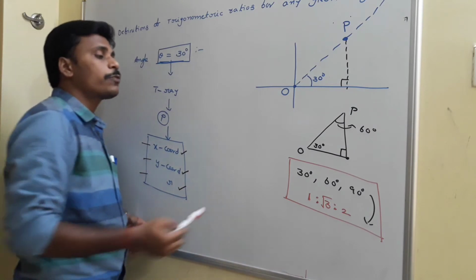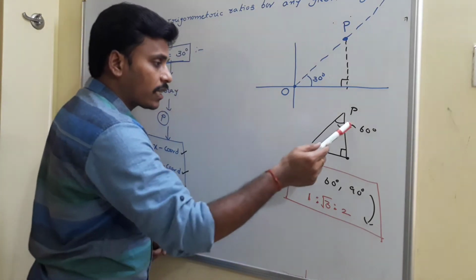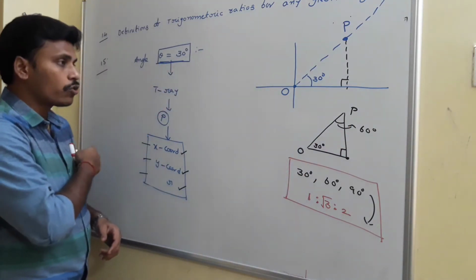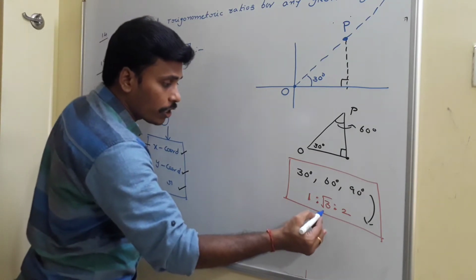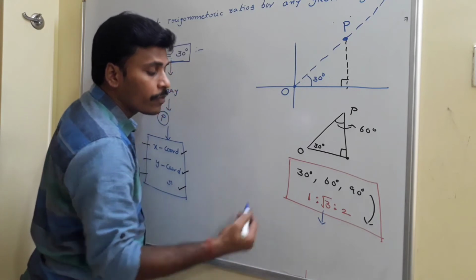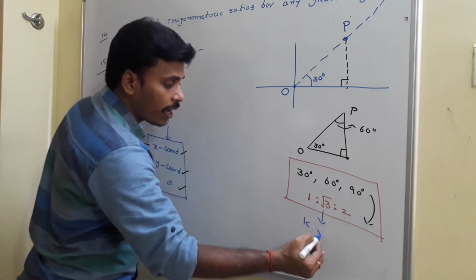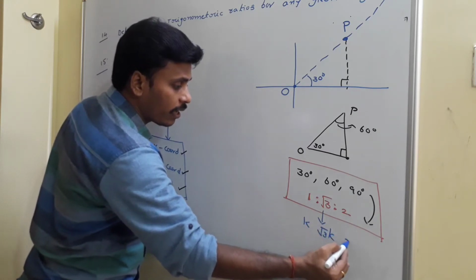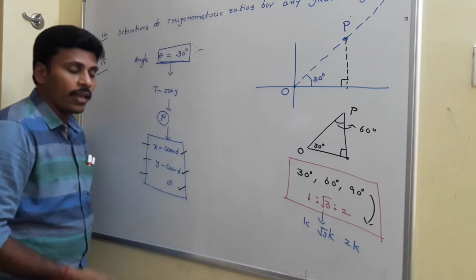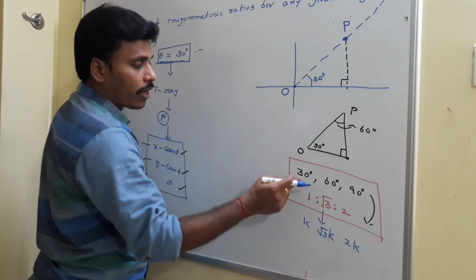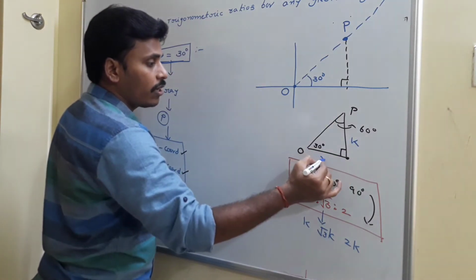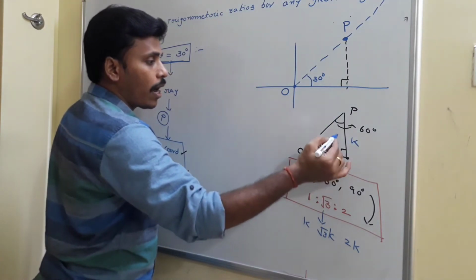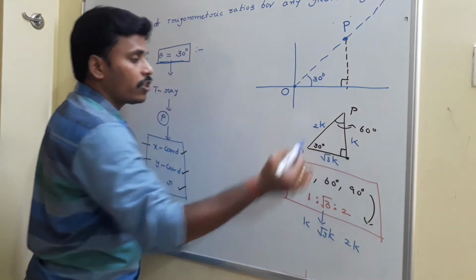Now, for this particular triangle, the angles are 30, 60, 90. Then what do you say about the sides? Since the ratio is 1 is to root 3 is to 2, you need to say them as k, root 3k, 2k, because they are ratios. So 30 opposite is k. This is 30, its opposite length is k. This is 60, its opposite length is root 3k. And this is 90, its opposite length is 2k.